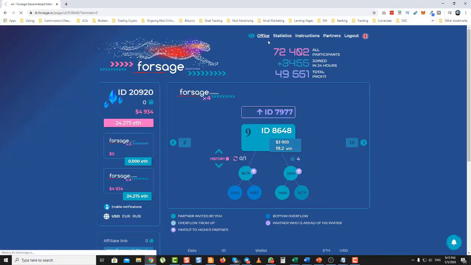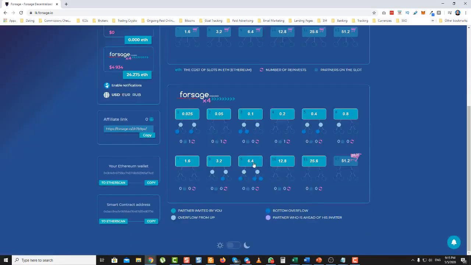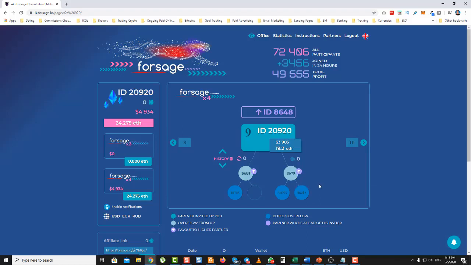But for 20,920, it's actually a spillover, right? So he earned on those spots because this is how it works. When he activated the slot, in this case it's the 9th slot, and appeared in the 8648 matrix on the first spot, those two became the second spots for 8648. Now when 8679 brought in people 36053 and 36412, this already appeared as a third level on 8648, so it's not in his matrix, it's outside of the matrix.